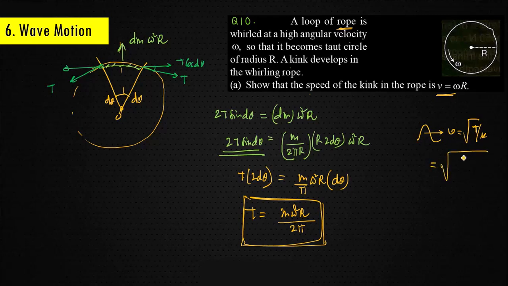So I have already got the value of T equals m omega square R by 2 pi. Now what is mu? Mu is the mass per unit length. So m means the mass. Length is how much? 2 pi R, 2 pi capital R. So ultimately m and 2 pi cancel out. So ultimately I am getting omega square into R square. That is omega into R. Okay, so this is the velocity with which the wave that has been generated is moving. Okay, so this is the answer then.